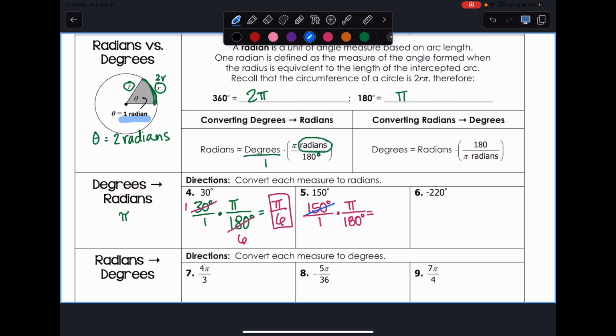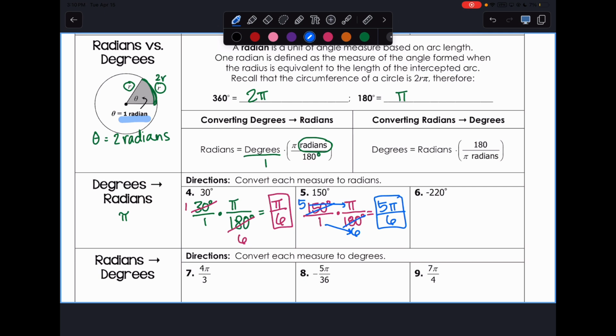30 goes into 150 5 times. 30 goes into 180 6 times. Do you see how it's working? Then you multiply. 5 times pi is 5 pi. 1 times 6 is 6. And there you go. You have your radian. 5 pi over 6. Okay? If 1/6 of a pi, or pi over 6, is equal to 30 degrees, 5 times more will be 150. Right? Are we doing okay?